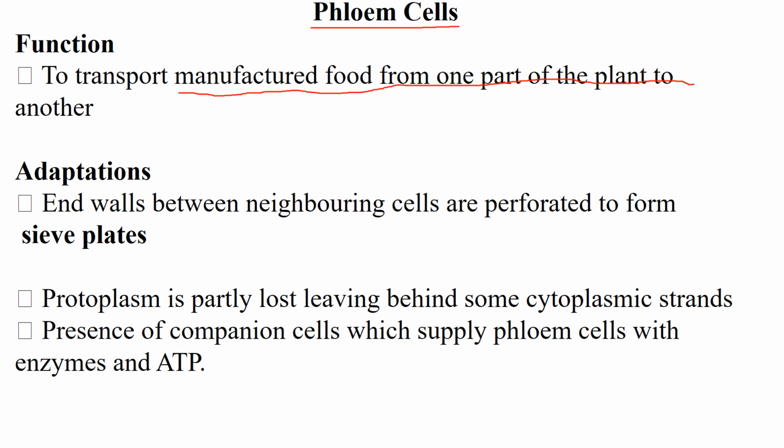All right, then the adaptation: the end walls between the neighboring cells are perforated. That's the difference with the xylem. Protoplasm is partly lost, leaving behind some cytoplasmic strands, and there are companion cells. So the structure of a phloem has companion cells which supply the phloem cells with enzymes.